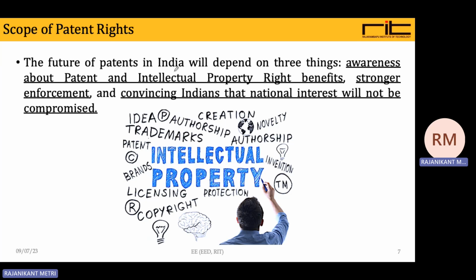The future of patents in India will depend on three things. The first one is awareness about patents and intellectual property rights benefits. Second is stronger enforcement. And the third one is convincing Indians that national interest will not be compromised. So these three things will shape the future of patents in India.